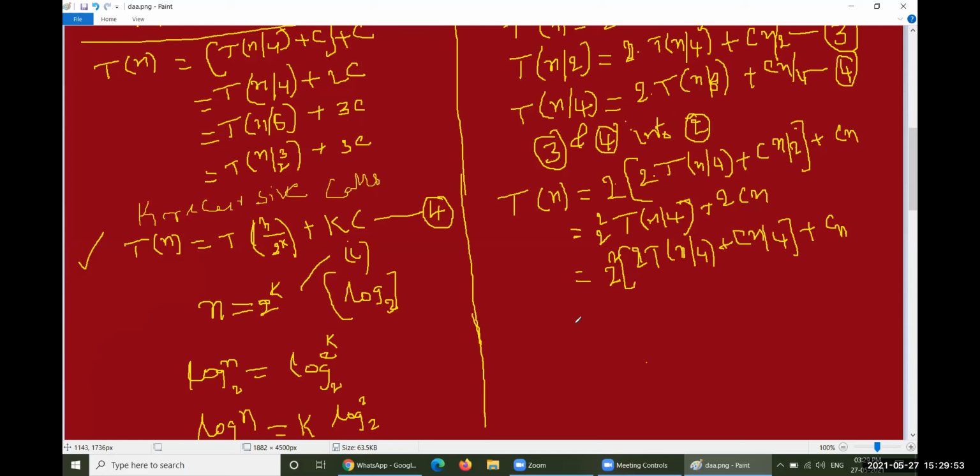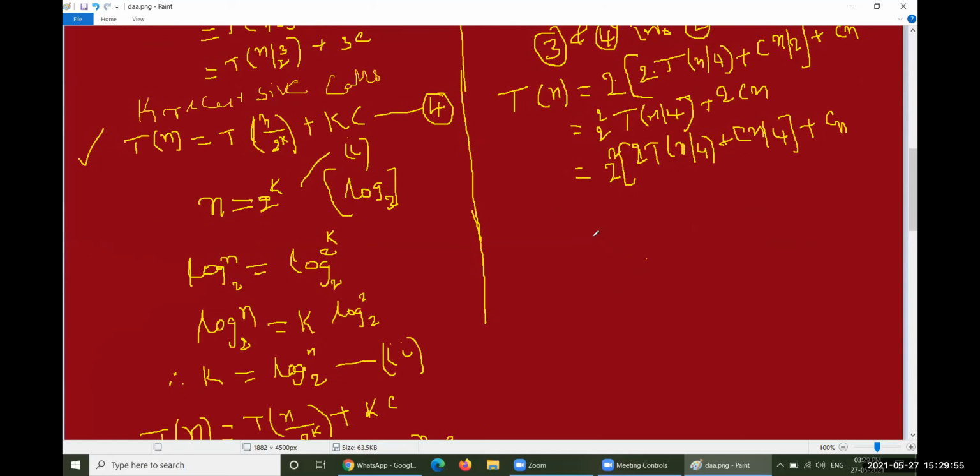Okay. Then evaluate this one, elaborate this one here. 2 square into 2, that is 2 power 3 into T of n by 8. Sorry, this is T of n by 8. I have substituted wrongly. So T of n by 8, so plus this 4 and 2 square will get cancelled. Cn plus, so here it is 2 Cn. So Cn plus 2 Cn, that is 3 Cn.